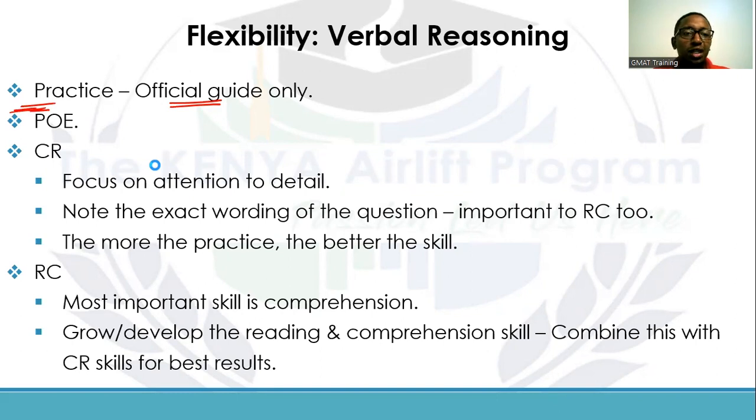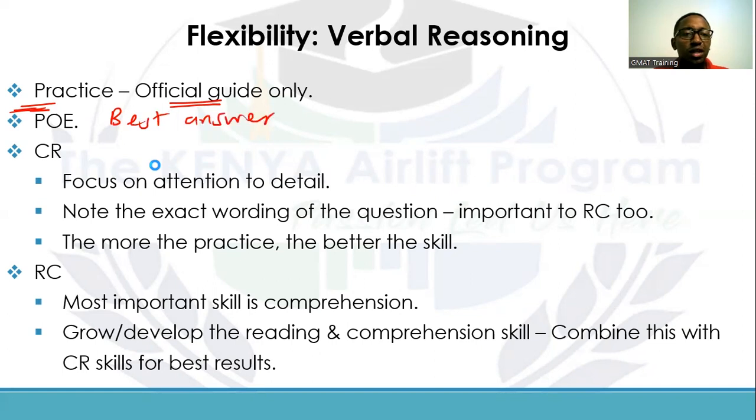So our second point here is process of elimination. We know the other sections, maybe if you go to quantitative reasoning, you actually need to find an answer. So you use process of elimination in just a few of those questions, and mostly you just calculate and find your answer. But in verbal reasoning, process of elimination is a must. Why? Because we are looking for the best answer.